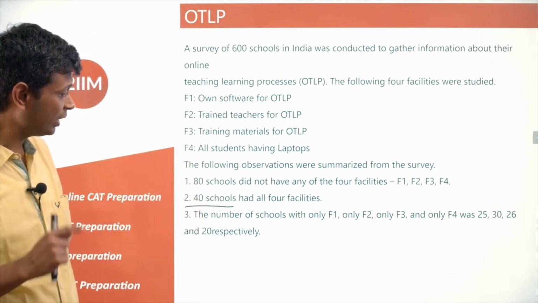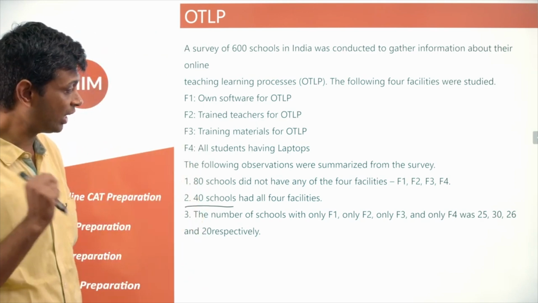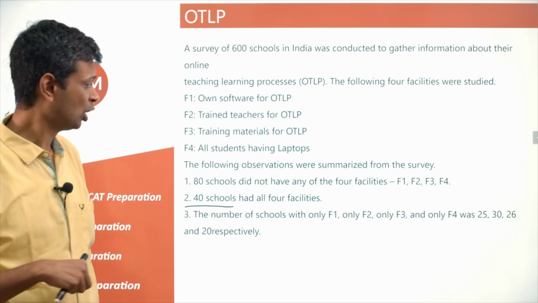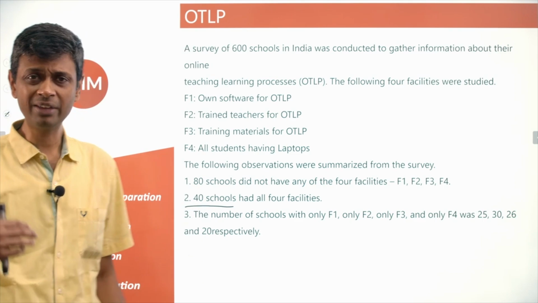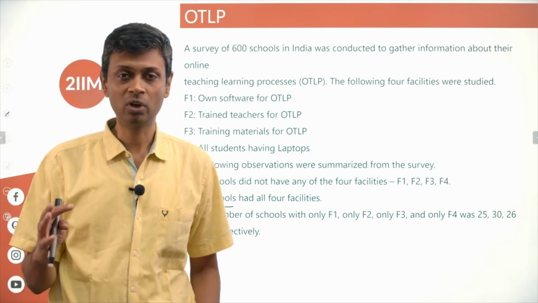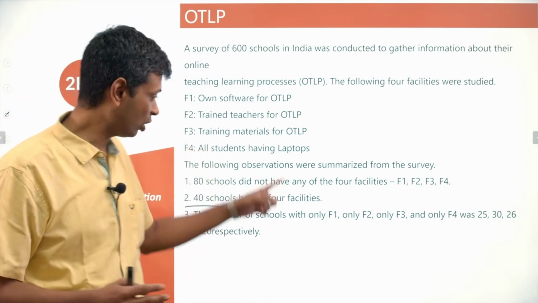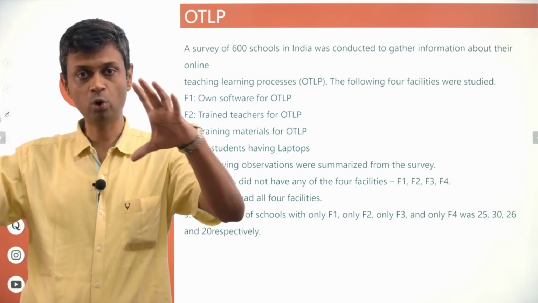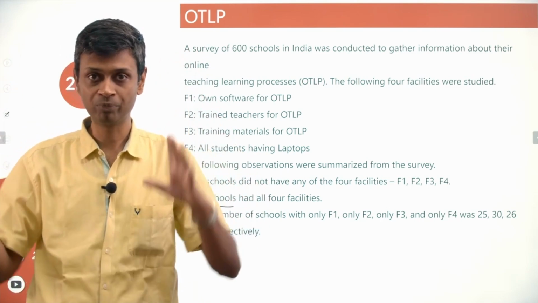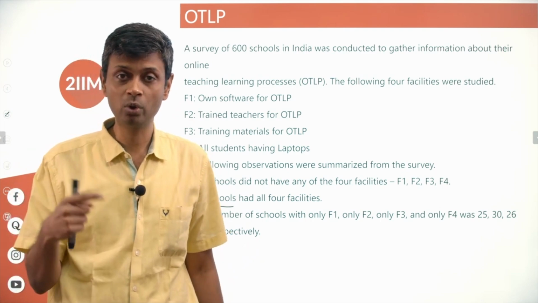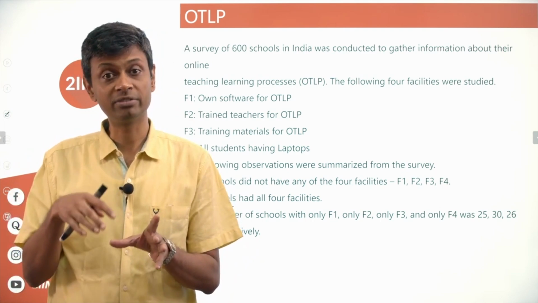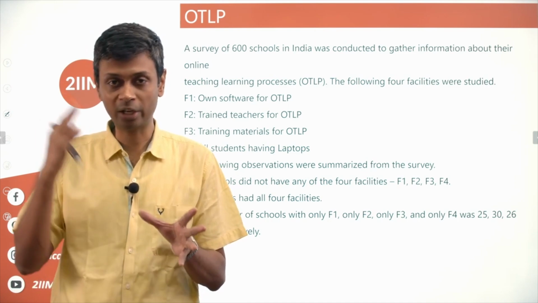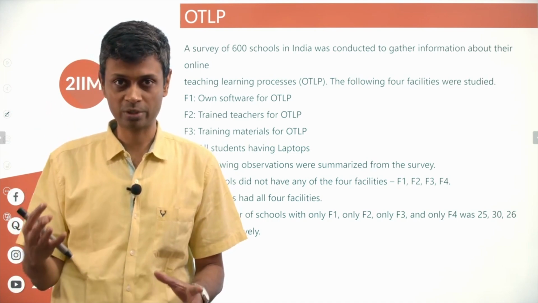The number of schools with only F1, only F2, only F3, and only F4 was 25, 30, 26, and 20 respectively. But lots of data, lots of numbers. Even at this point, you can sense that you've got to draw a diagram and put that in, because beyond this, you can't retain. 80 outside, 40 in the middle, then 4 onlys. Yeah, okay, I can grab it. But now I suspect we're going to go into territory of F1, F2, and F3, F2 and F4, but not the other 2. And that becomes tricky to remember, but this is a Venn diagram question, right?